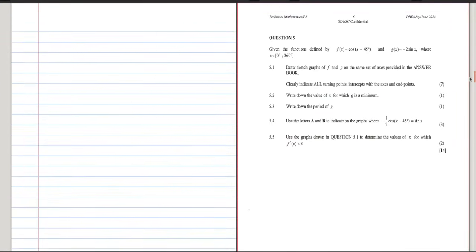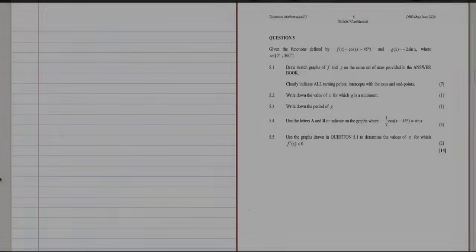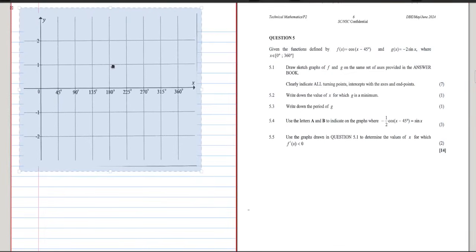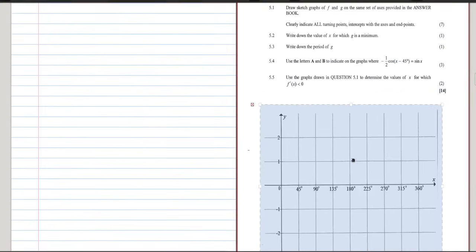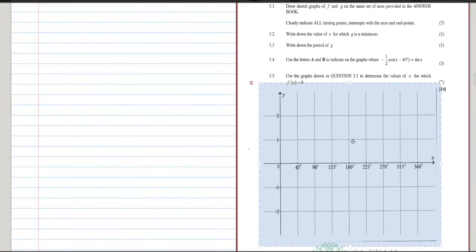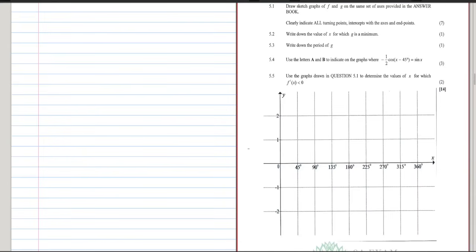Now for question 5, I think we're gonna need a grid for this one. Okay, so this is question 5. I think what I should do is go grab the grid on the answer book so that we can answer the first question, 5.1. Here's the grid. Let's go back, and I think let's paste it here or here. Why not? Yeah, let's put it here.